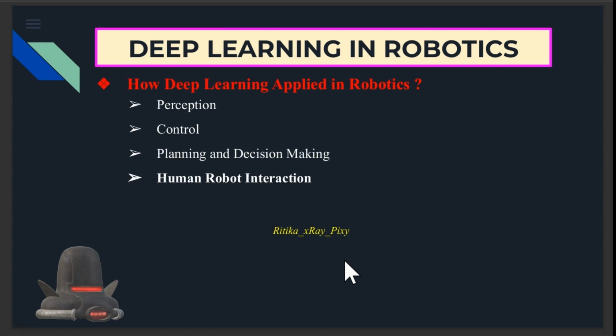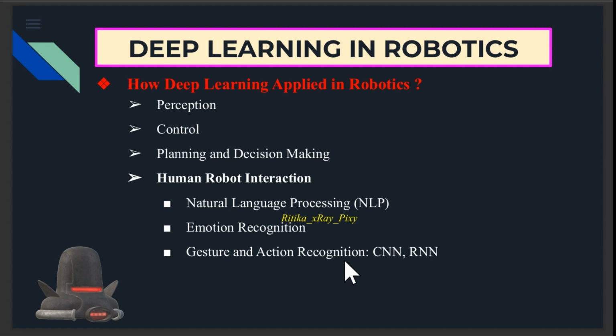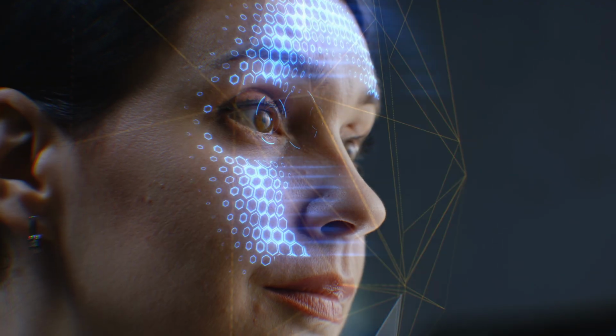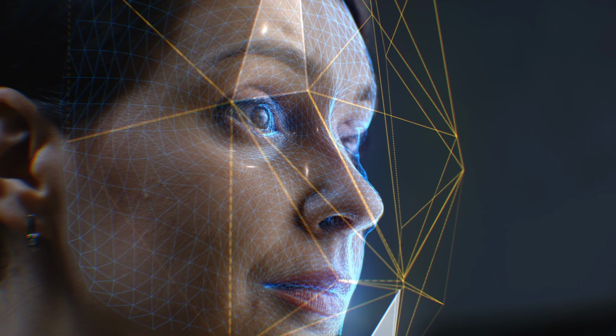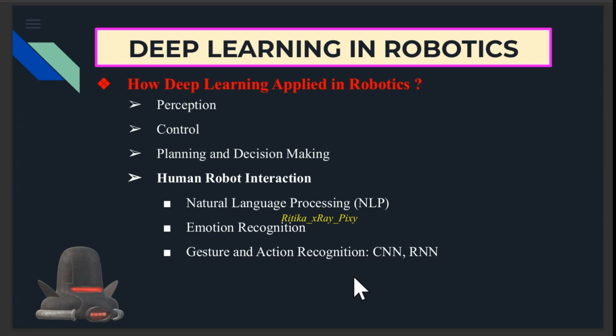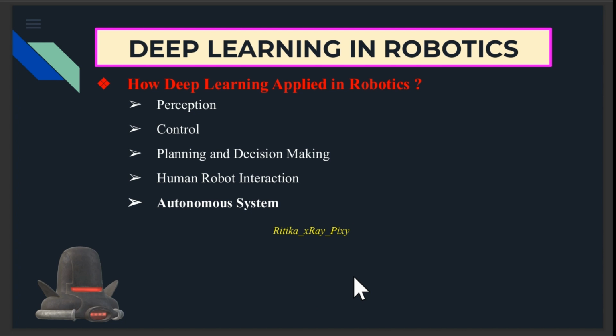Fourth, we have human robot interaction. First, we have natural language processing. We can use different deep learning models to understand and generate human language. This is important for tasks involving human robot interaction, where the robot needs to understand commands or engage in dialogues. Using deep learning, we can train robots to recognize human emotions through facial expressions, voice, and gestures, improving interaction quality.